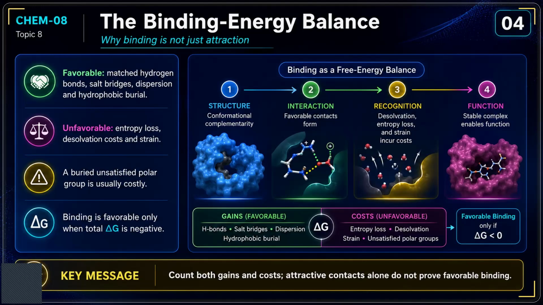Matched hydrogen bonds, salt bridges, dispersion, and hydrophobic barbell is going to form a handshake. Unfavorable, there's entropy loss, there's desolvation, there's strain. It will not occur. Let's say if I blew up a few of my fingers, it would be really difficult to shake my hand, right?